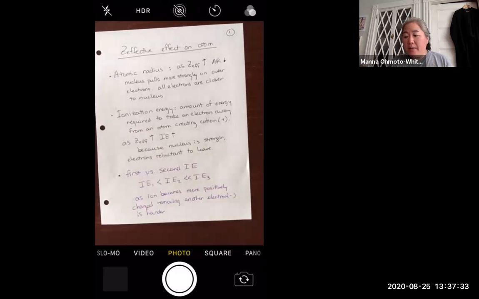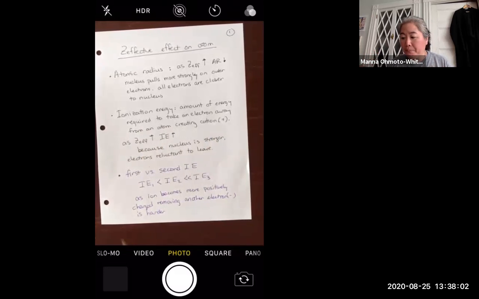Ionization energy is the amount of energy required to take an electron away from the atom, creating a cation, or a mole of electrons from a mole of atoms. And as the Z-effective increases, the ionization energy increases, because the nucleus is stronger, and so electrons are reluctant to leave. It takes much more energy to pull an electron away.